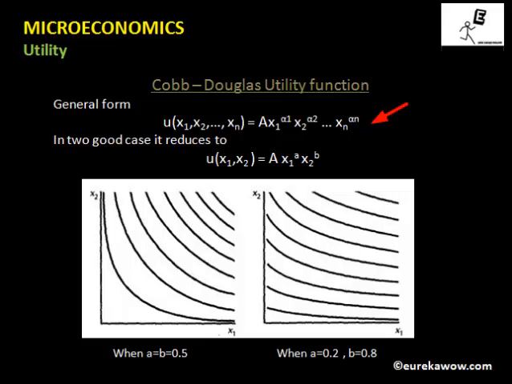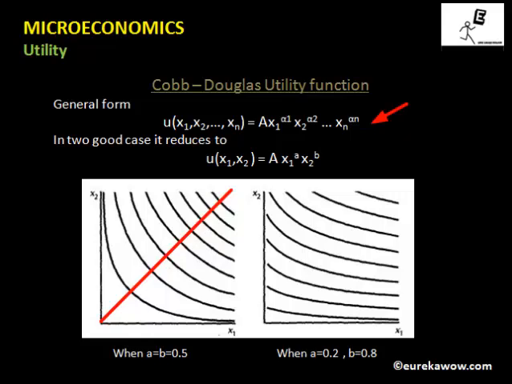Now let's look into the graphical representation of the Cobb-Douglas utility function. So what we are going to do is draw the indifference map. Now suppose a is equal to b. When a is equal to b, then the indifference curves in case of Cobb-Douglas utility function will be symmetrical about the line y equals x. So as you can see in the left panel, when we have drawn the line y equals x, the indifference map looks symmetrical about this line.